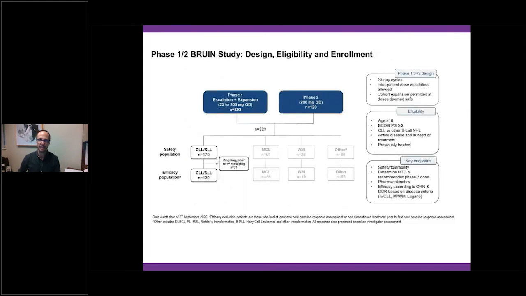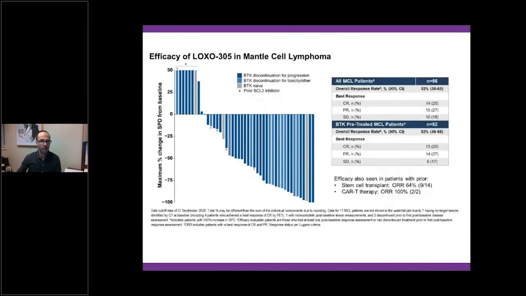This was evaluated in an ongoing study called the Bruen Trial, and it has various arms. And kind of in the middle here, you can see that they have 61 patients with mantle cell lymphoma treated with this new drug, Luxo 305. And what this shows, this is something called a waterfall plot. And so what this is plotting is the maximum percent change in burden of disease from baseline. So if your cancer grows, you're going to see growth in your disease burden. If your cancer shrinks, you're going to see these curves go down.